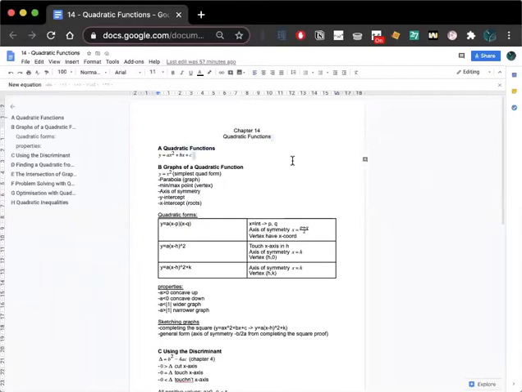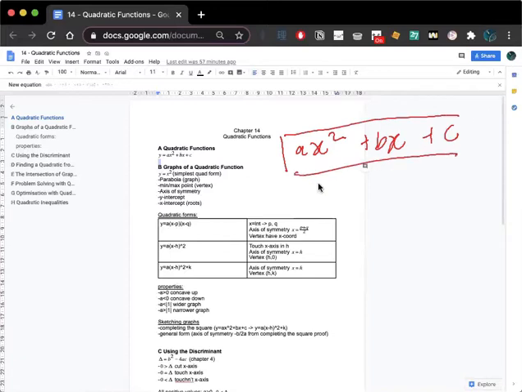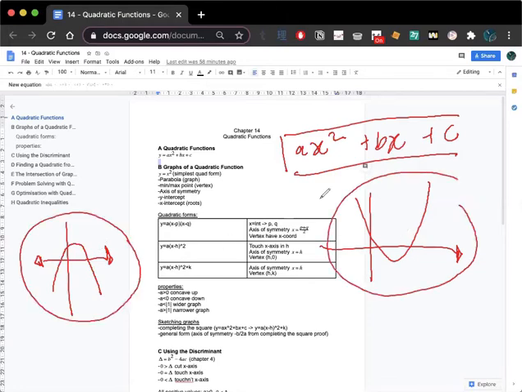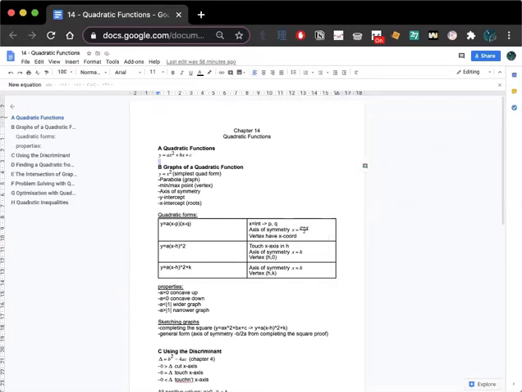Okay, so as a review, a quadratic equation is in the form of ax squared plus bx plus c. And graphically, it's commonly in the form of a parabola, like in this form, or in this kind of form, depending on the equation of the function. And so the most basic form of a quadratic equation would be something like this.